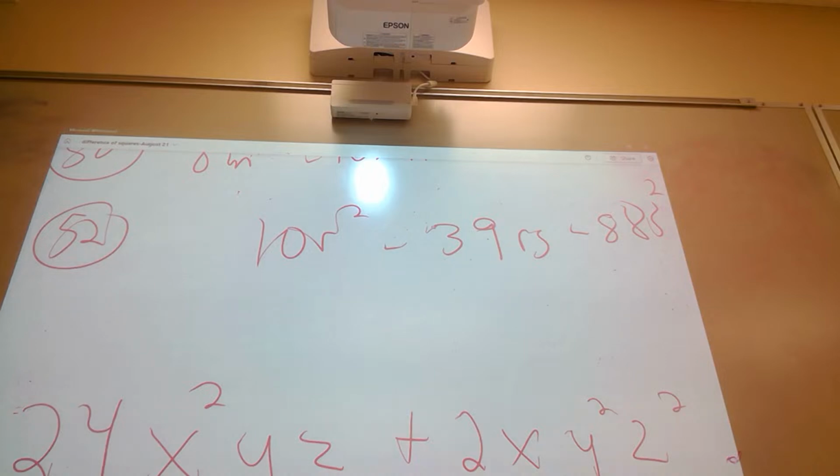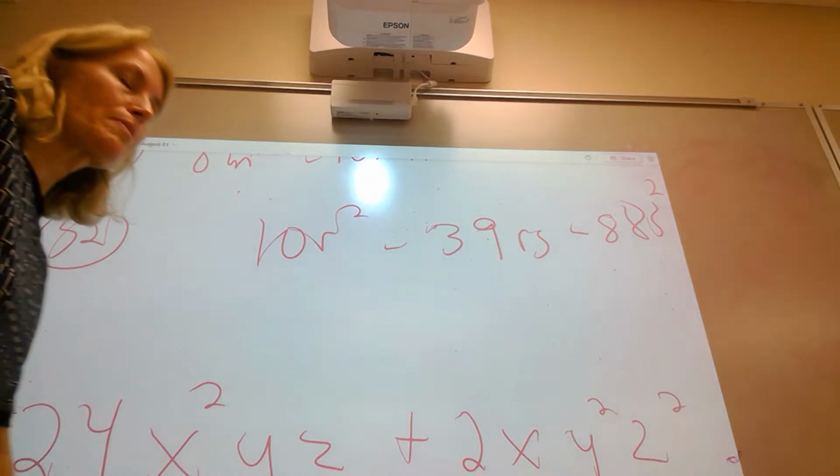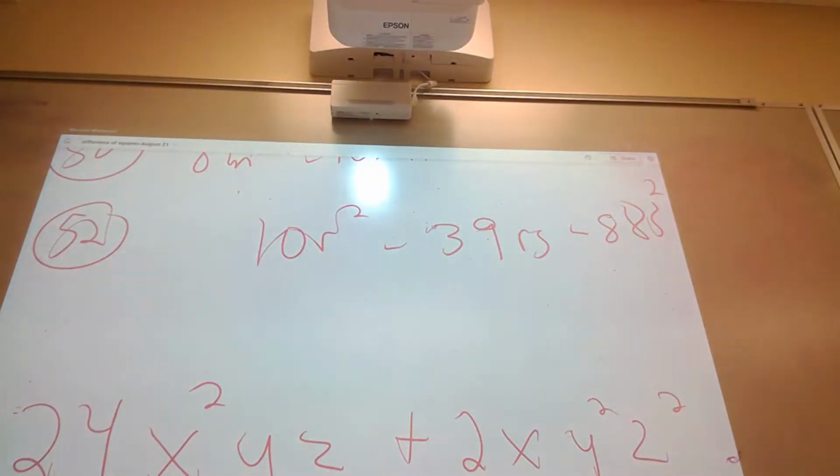What's the factor for 24 and 2? 2. The lowest power between x squared and x is x. The lowest power between y and y squared is y. The lowest power between z and z squared is z. So you're pulling out 2xyz. And then you just look at what you have left. So 2xyz goes here.